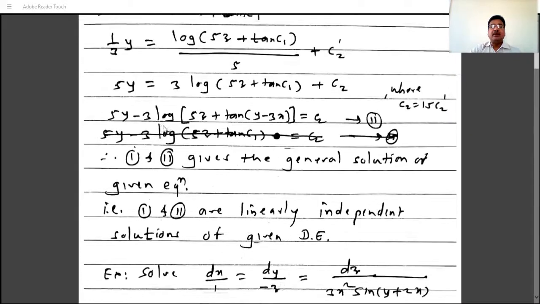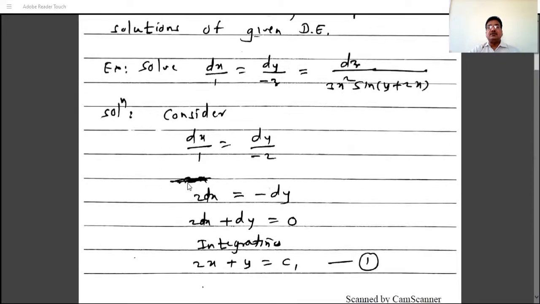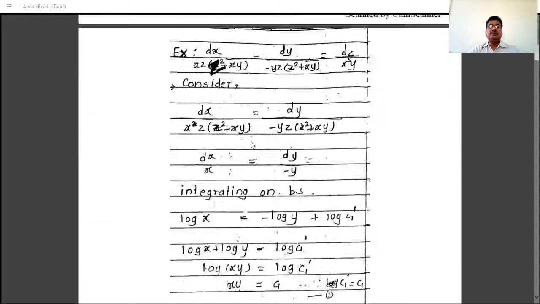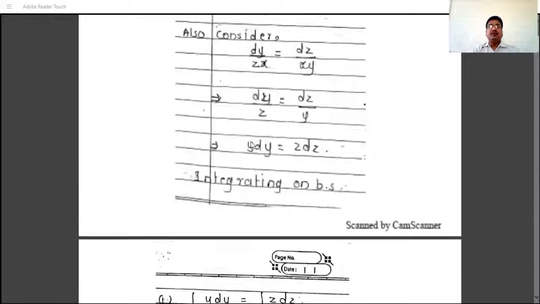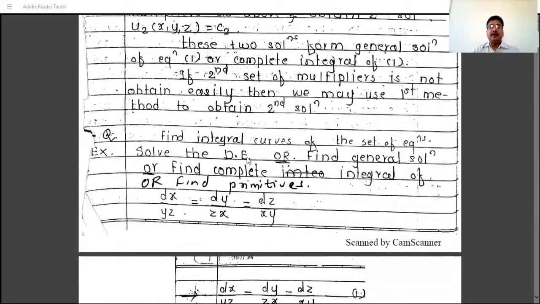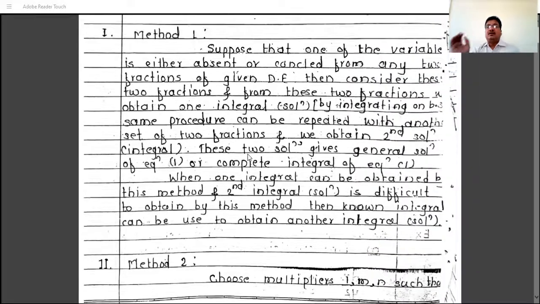So the question is what? Find the general solution, or find the two linearly independent solutions of the given differential equation. The next example, dx by 1, dy by minus z, dz by this quantity. So there are two methods. In order to solve the differential equation of the type dx by p, dy by q, dz by r, there are two methods. The first method is what?